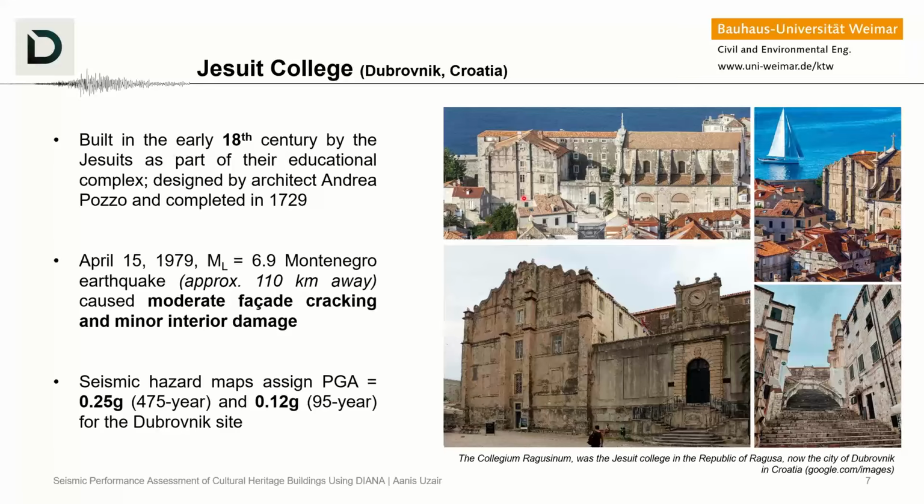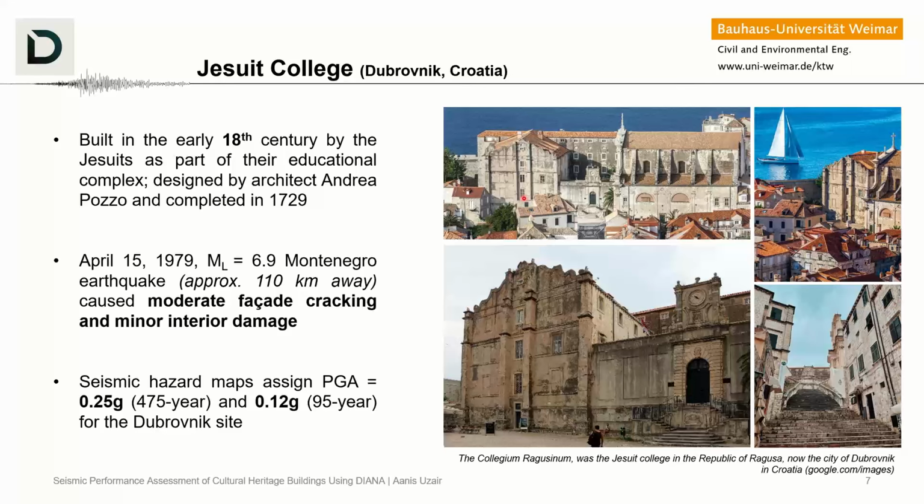The structure is made of masonry walls in very weak lime mortar, and has vaulted floors with timber diaphragms and very irregular wall thickness. Now, during the Montenegro earthquake of 1979, the building experienced facade cracking and local interior damage, although we have no images of this, but this is what is reported in the literature very widely.